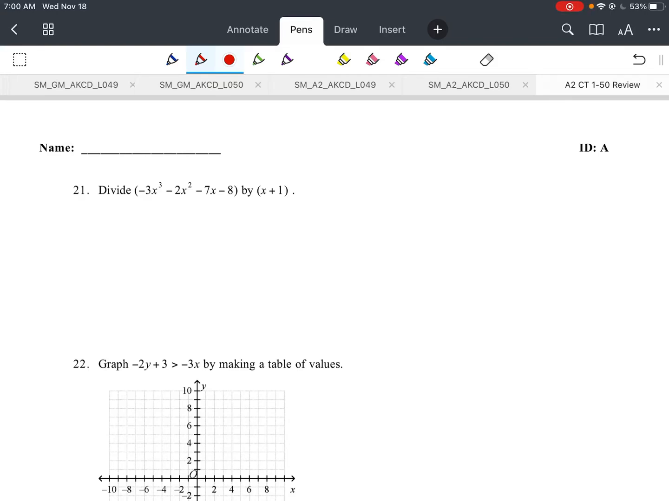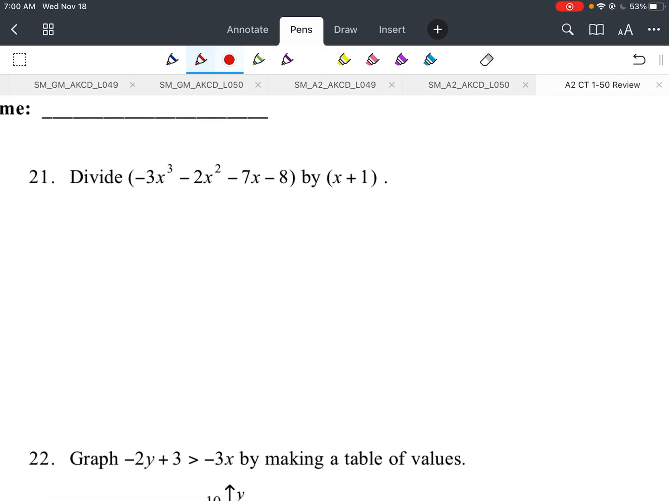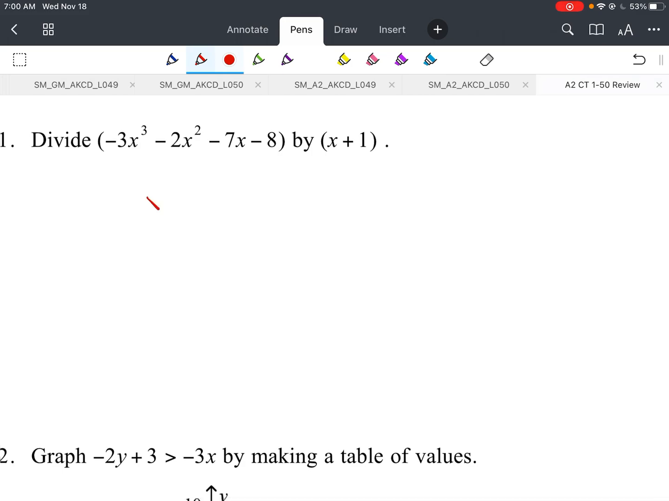We're going to be picking up here at question 21. Hopefully we won't be interrupted too much here. But this is a polynomial long division problem: negative 3x cubed, minus 2x squared, minus 7x, minus 8, divided by x plus 1.